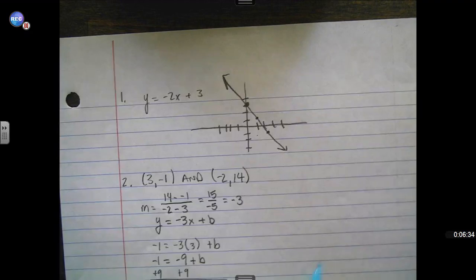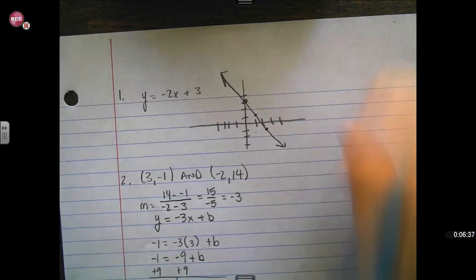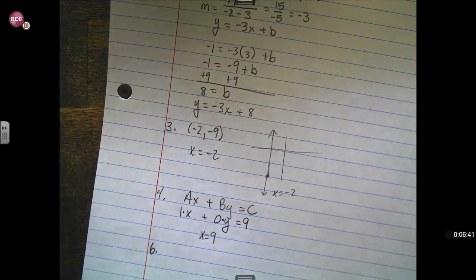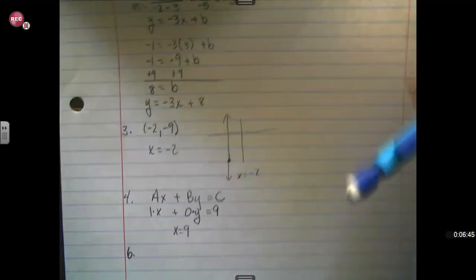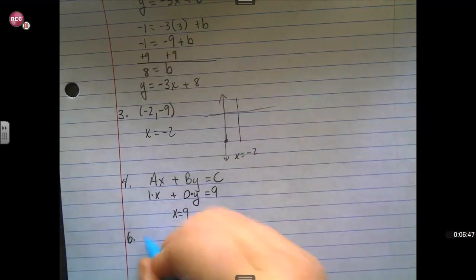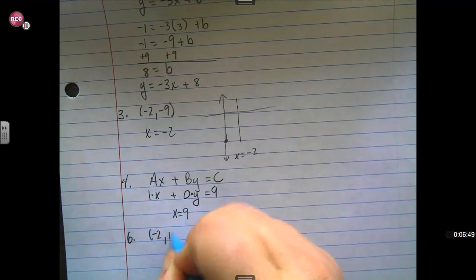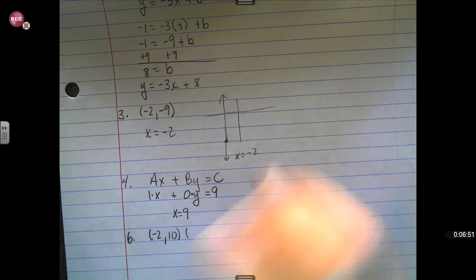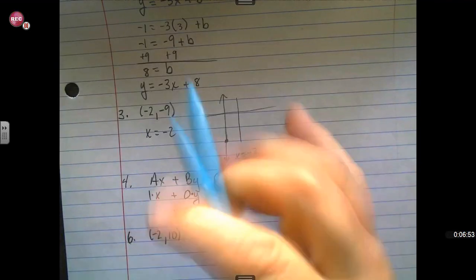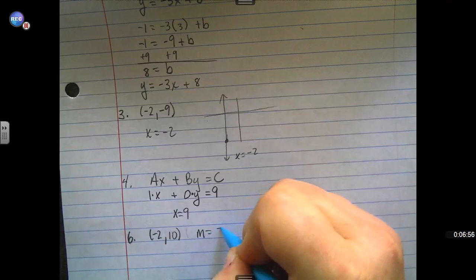Number 6. Number 6 says, what is an equation in point slope form of the line that passes through the point -2, 10, and has a slope of -4? So this is easy, right?